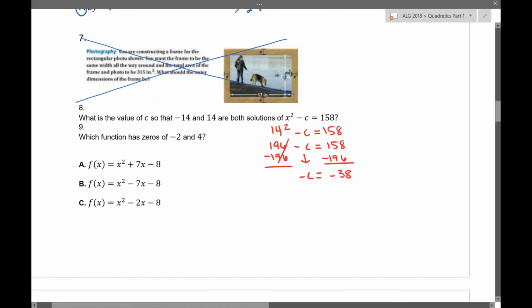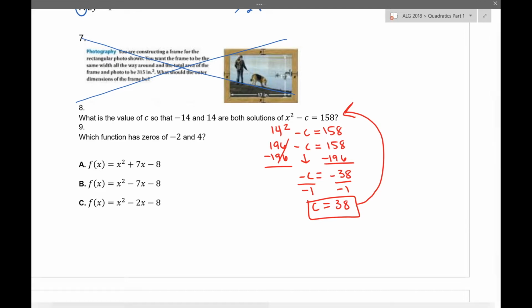So I need to get rid of the negative. How do I do that? I divide by negative 1, divided by negative 1. All that's going to do is change that from a negative to a positive. So this is your answer. C is 38. Okay, let's move on to question number 9.